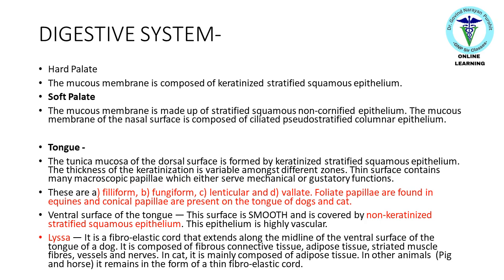Lyssa. It is a fibroelastic cord that extends along the midline of the ventral surface of the tongue of a dog. It is composed of fibrous connective tissue, adipose tissue, striated muscle fibers, vessels and nerves. In cat, it is mainly composed of adipose tissue. In other animals, pig and horse, it remains in the form of a thin fibroelastic cord.